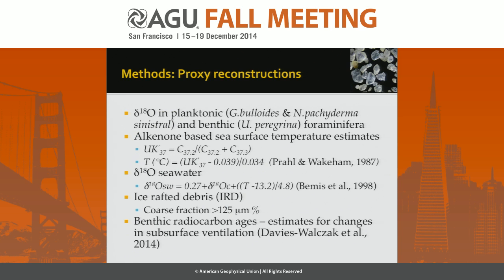So in order to look at the deglacial surface ocean variability, we took a multi-proxy approach and reconstructed deglacial oxygen isotopes in two species of planktonic foraminifera, as well as the benthic species, and then we did a high-resolution alkenone sea surface temperature record. Then we reconstructed the deglacial oxygen isotopes of seawater, which approximates surface salinity, using the temperature and isotope records. We have ice-rafted debris records just based on the coarse fraction percent, and then we put that in context of water column ventilation using benthic radiocarbon ages.